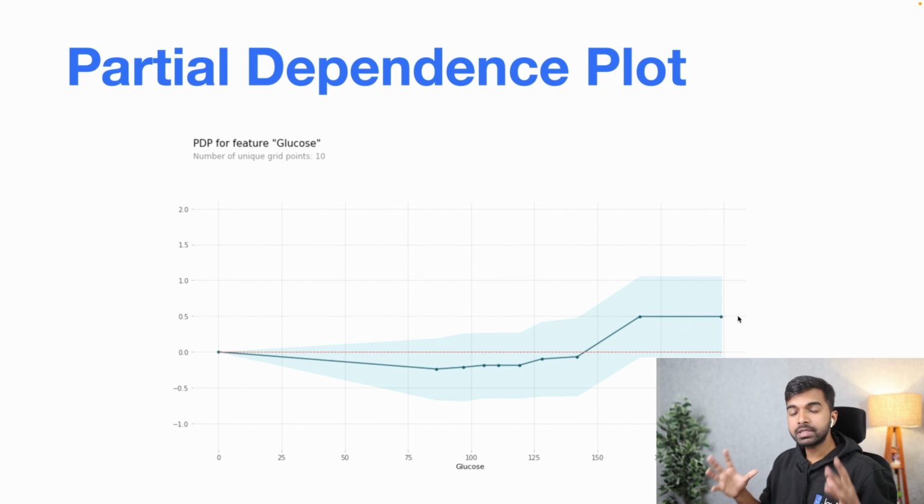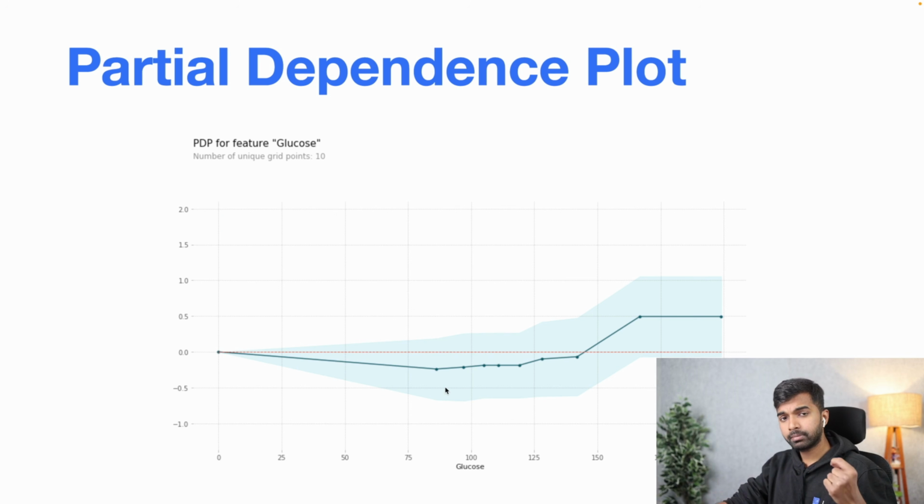So that means you can understand that maybe under 150, the glucose level is actually healthy, whereas once you cross 150, the glucose levels become unhealthy. No matter which model you're doing this with, all you need is the inputs and the predictions, and then you simply vary the glucose feature.